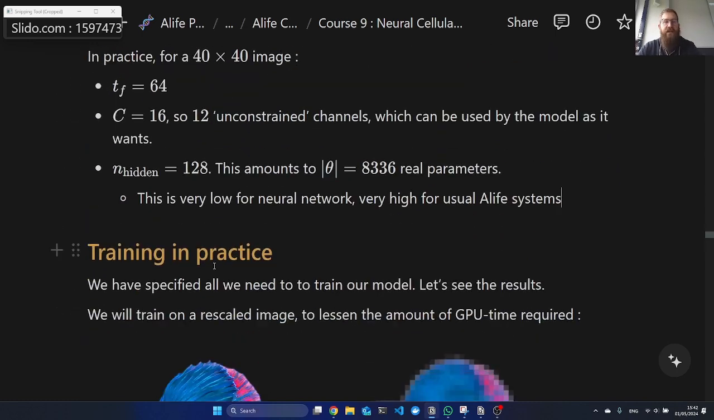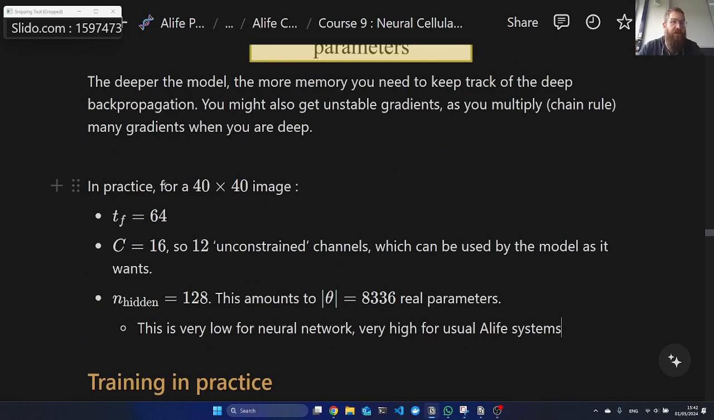So in practice, in the paper, what they did is they trained it on 40 by 40 pixel images. They trained it for 64 time steps. So this is more than the 20 time steps you would need to fill the 40 by 40 image. And they use 16 total channels. Okay, so you have 4 channels for the color, and then you have 12 channels, which are these hidden channels, which are unconstrained by the loss.